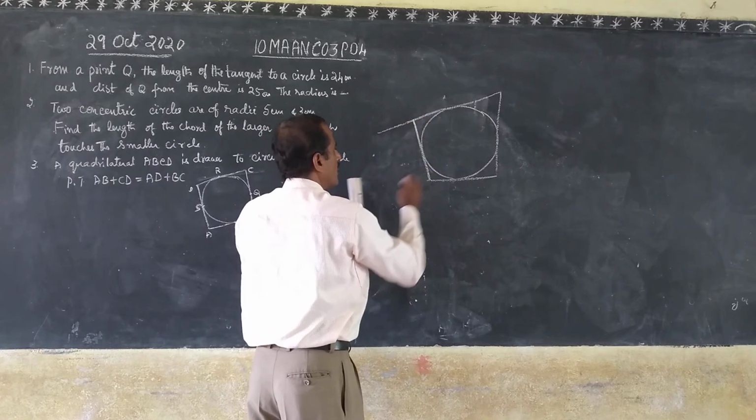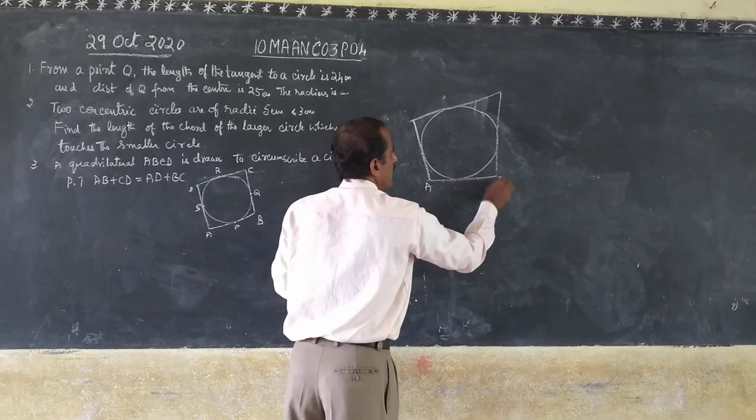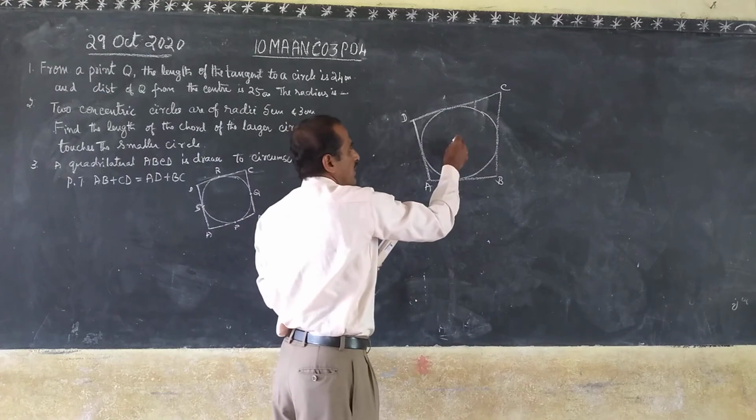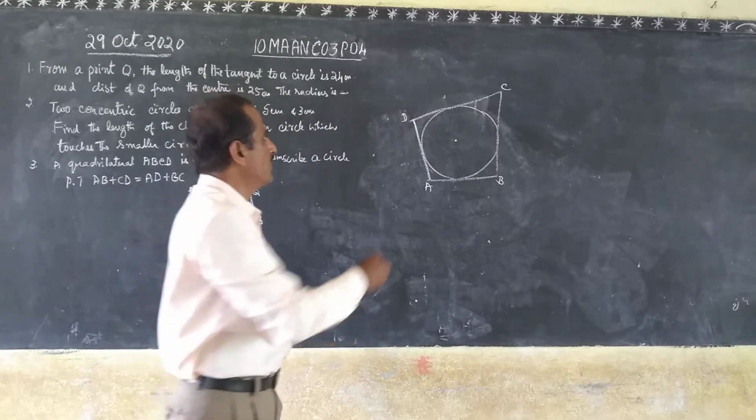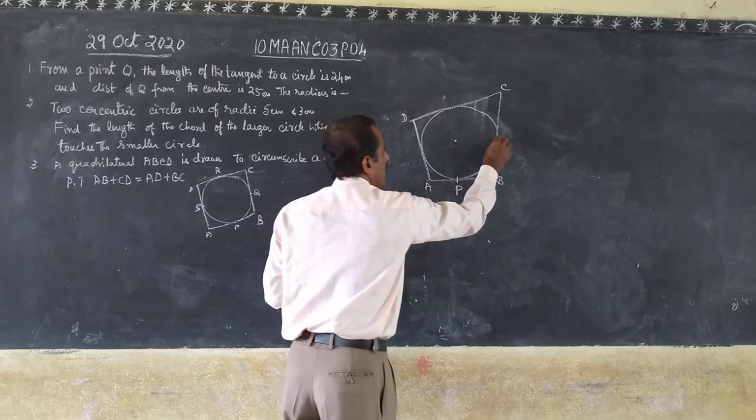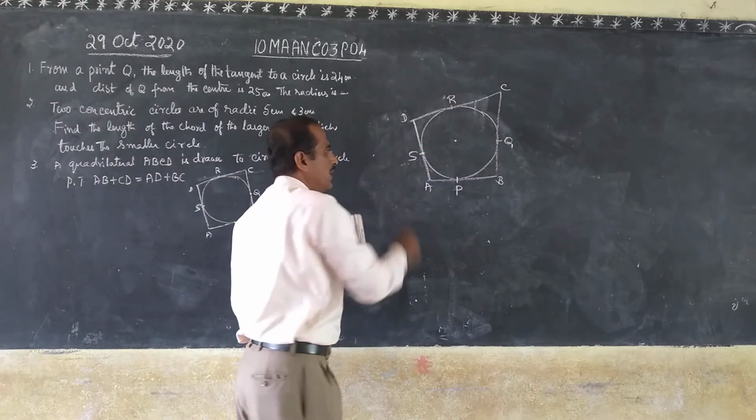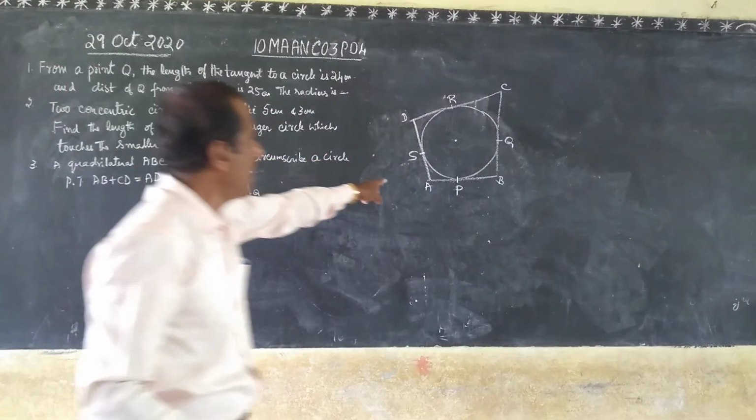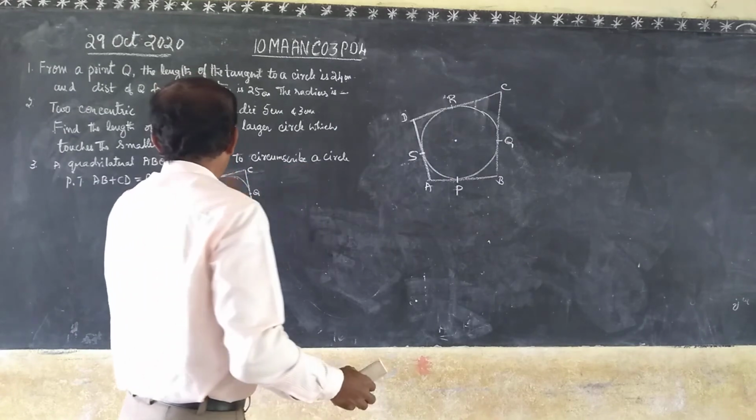Quadrilateral ABCD is drawn to circumscribe a circle, which touches the circle at 4 points. See, it circumscribes the circle and touches the circle at P, Q, R and S. See, this is the figure that is given. A quadrilateral ABCD is drawn to circumscribe a circle.